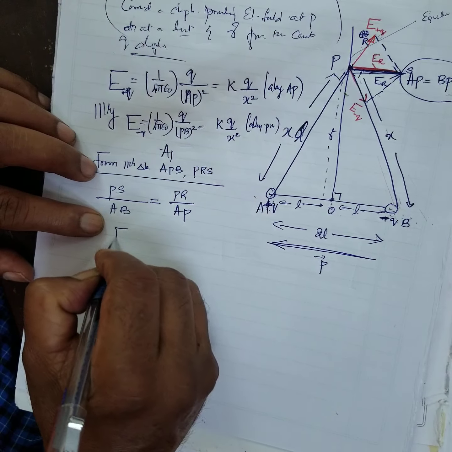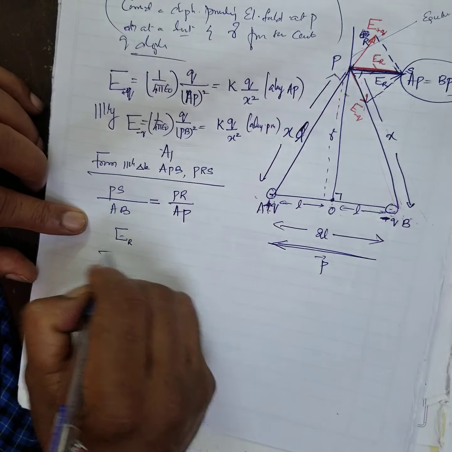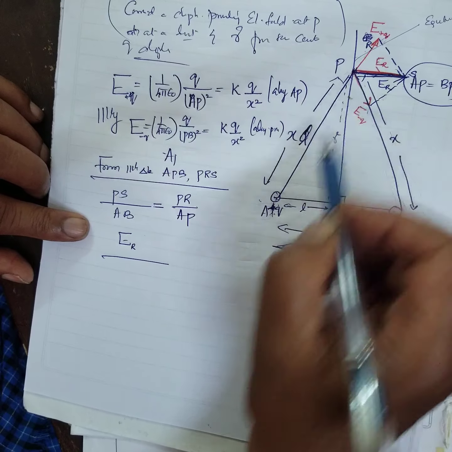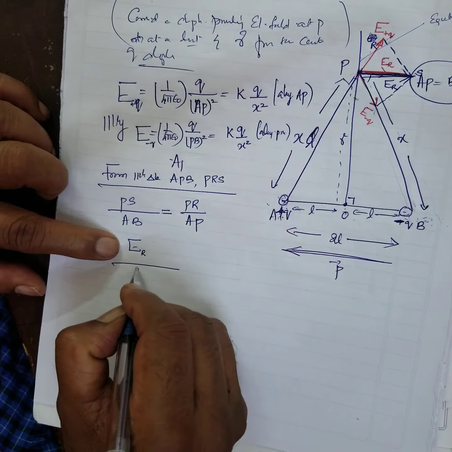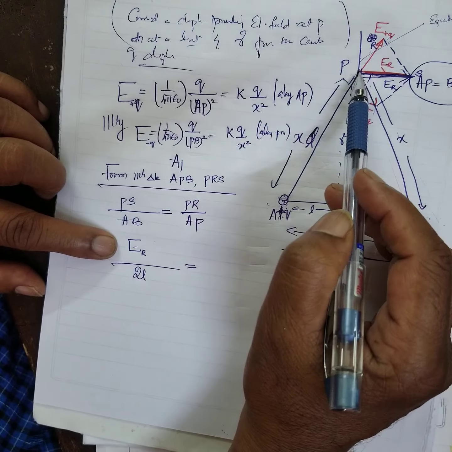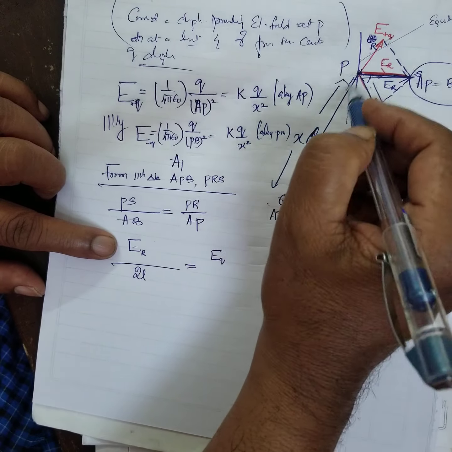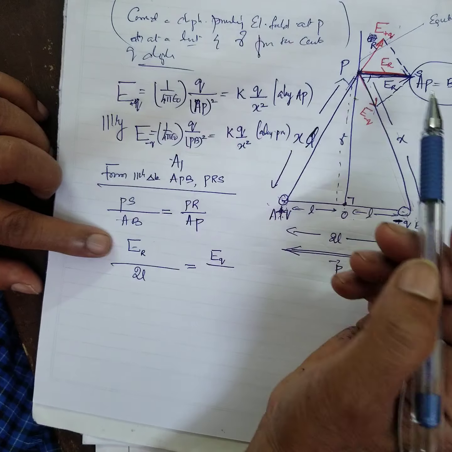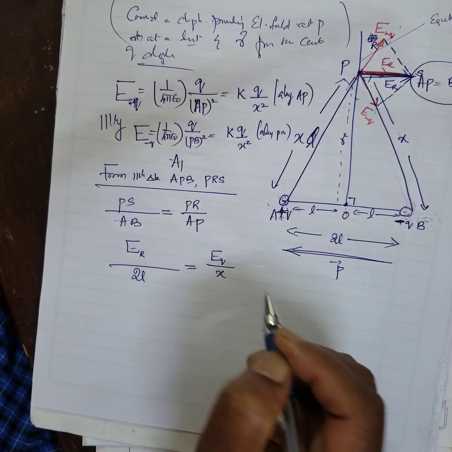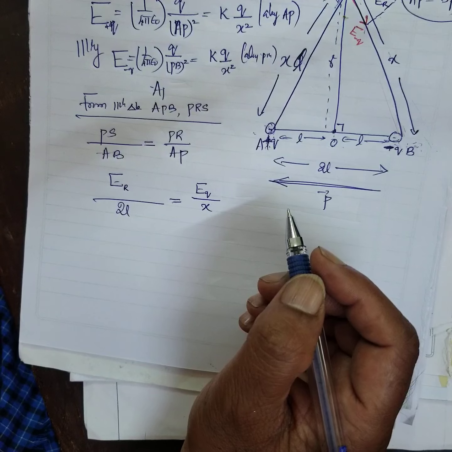PS is the resultant electric field due to these two. What is AB? AB is 2L. So 2L is equal to PR. PR is what? EQ by AP. What is AP? AP is x. Correct.